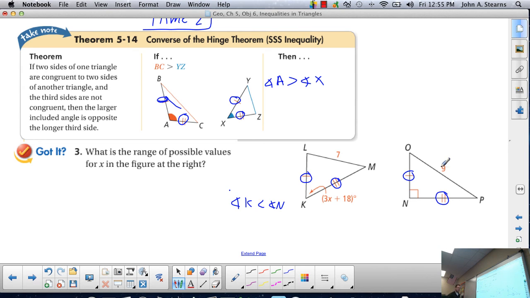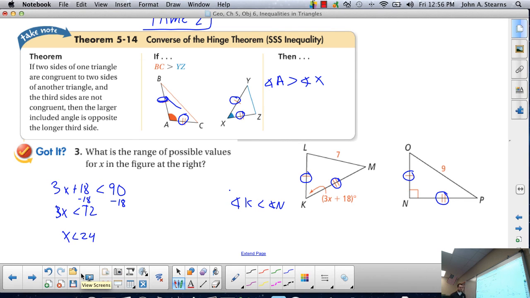Now it's another range of values question, so we're going to be working with inequalities. Here's what you need to know. This angle K has to be less than 90. So we'll go ahead and start there. 3x plus 18 has to be less than 90. We go through algebraically here. We subtract 18 from both sides, so 3x has to be less than 72. So x has to be less than 24.